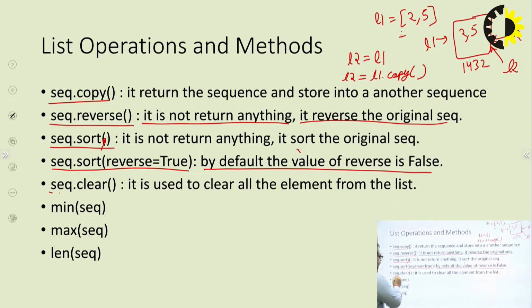And if you want to delete all the elements, sequence.clear basically deletes all the elements from the list. These are the functions you can call on any collection like a list or tuple. You can call minimum, maximum, and length. They basically give the minimum value from the sequence, the maximum value from the sequence, and return the length of the sequence.